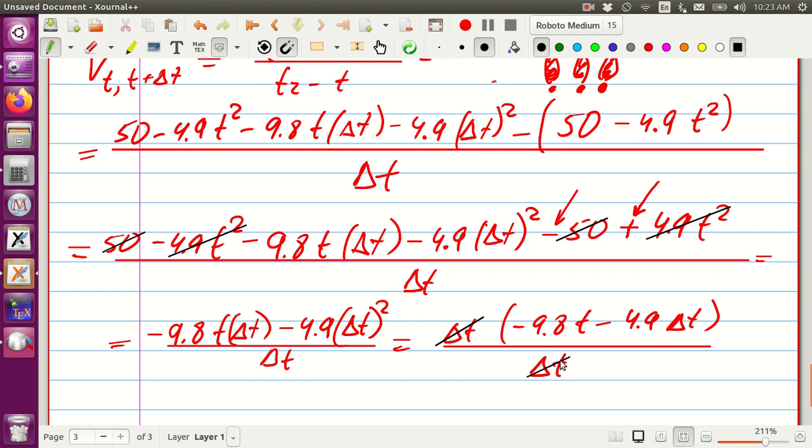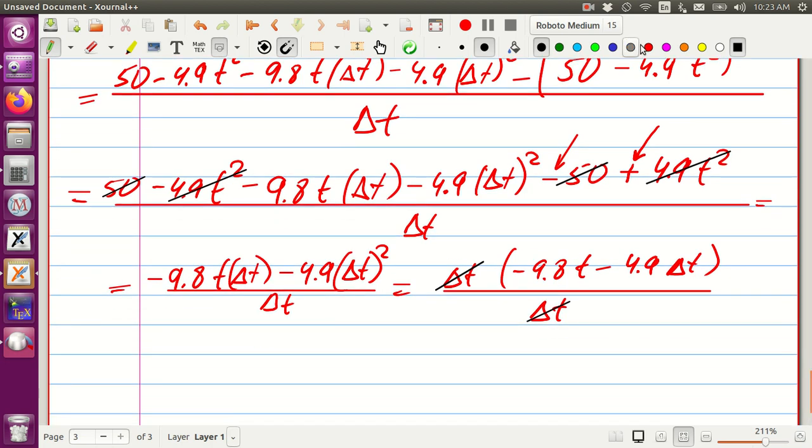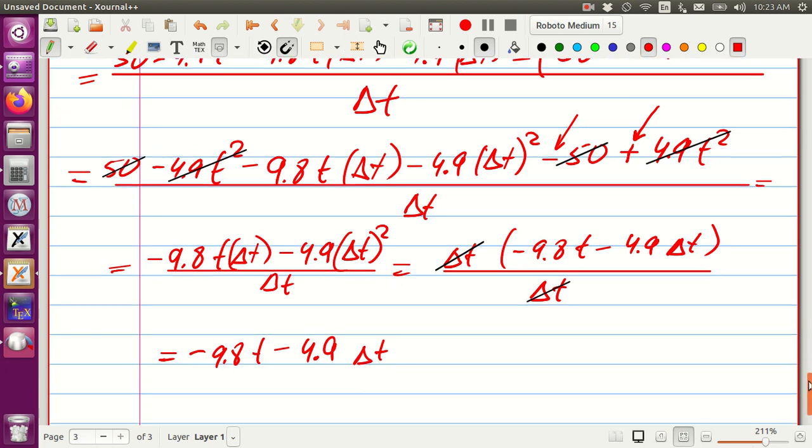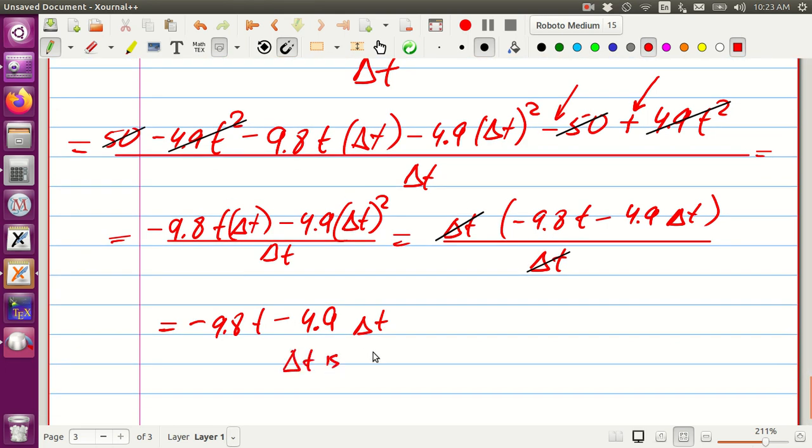We are allowed to divide this delta t. Why? Because in order to find the average velocity, we have to make a tiny step to the right. All right, but then we're going to make our delta t so small that our average velocity is very close to the instantaneous velocity. That's our logic. So what's left? Negative 9.8 t minus 4.9 delta t. And delta t is very close to 0. Why is it very close to 0? Because it's a tiny step to the right. So what does it tell us? It tells us that this quantity is also very close to 0.